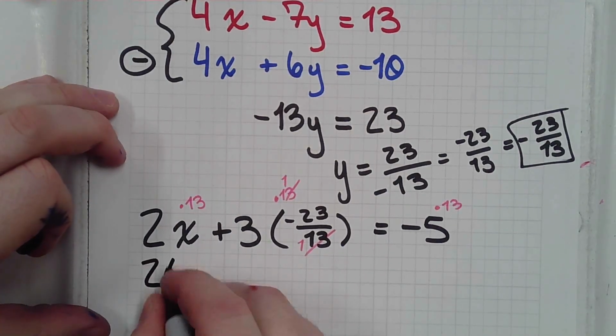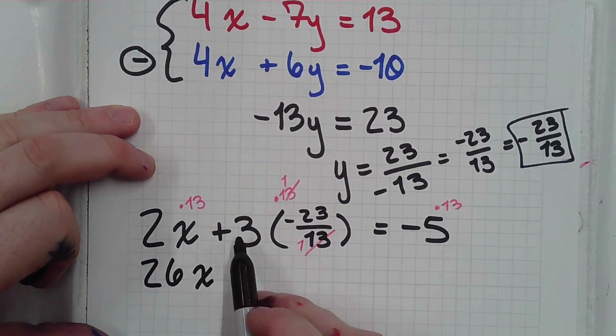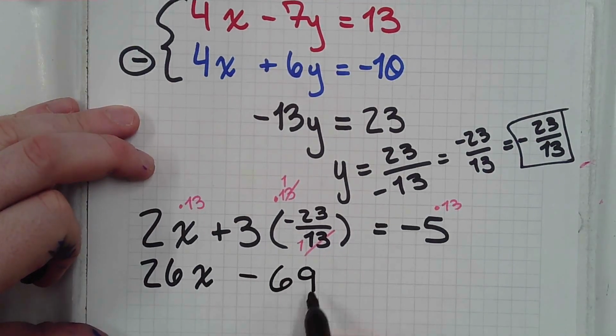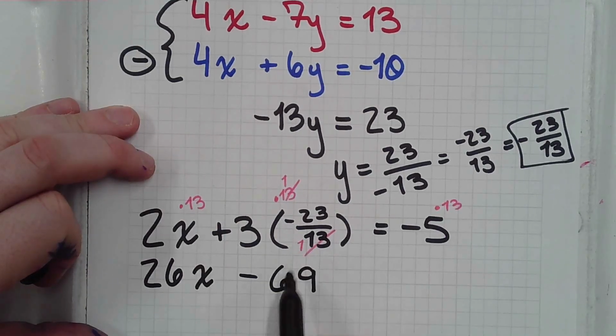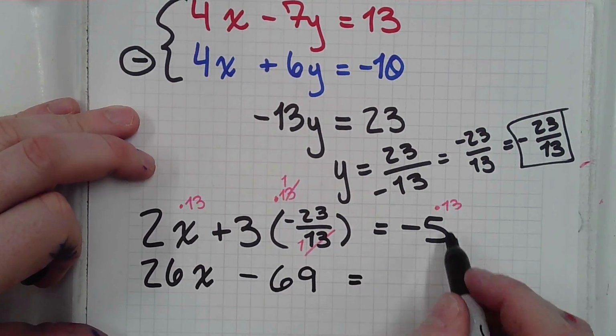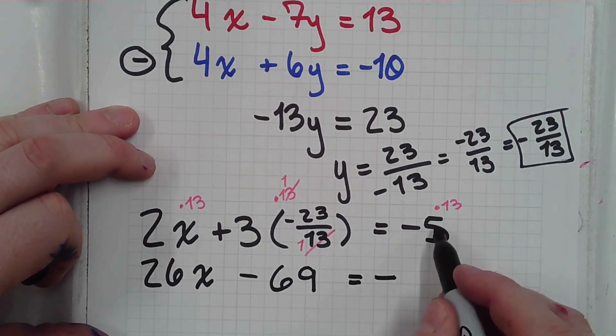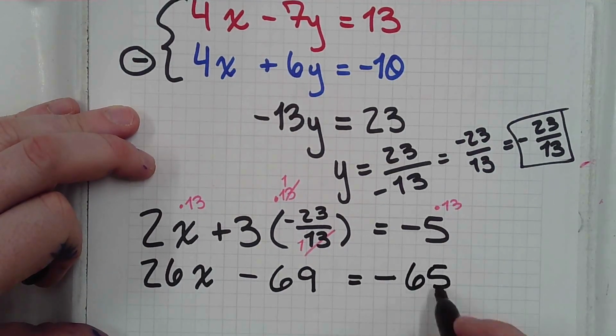So what we get is 26x's. And then if we distribute that 3, we get negative 69, nice, times 1, divided by 1. So still just negative 69. And then this becomes negative 50, and 15 is 65.